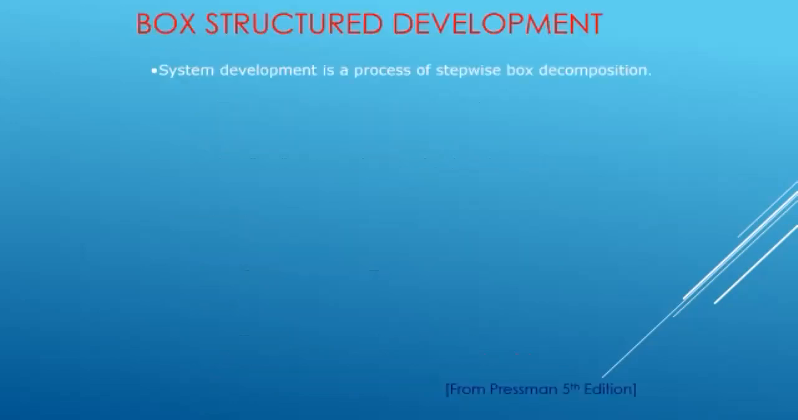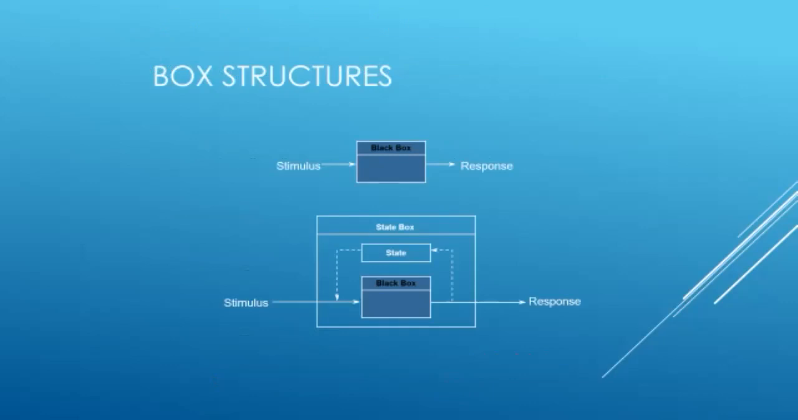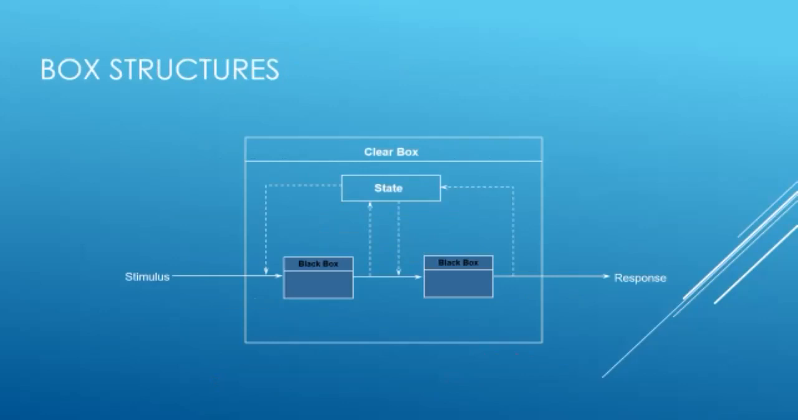This is the box structure development. System development is a process of stepwise box decomposition. This is nothing but the box structures. Stimulus, black box, response. Box structure: here, stimulus is an input and black box. There are many black boxes and response is an output.